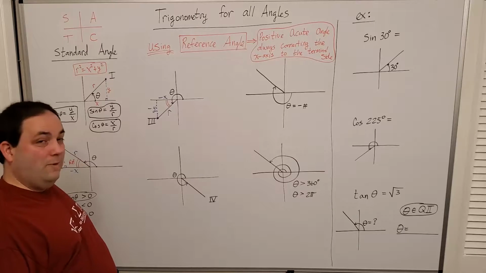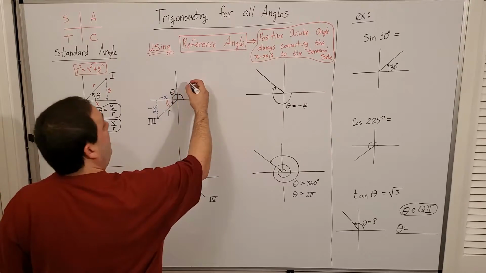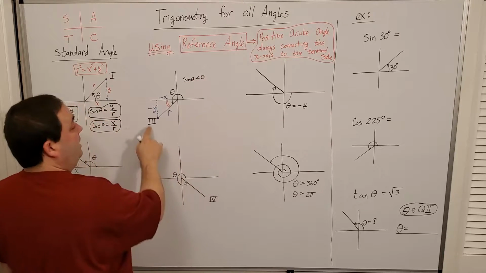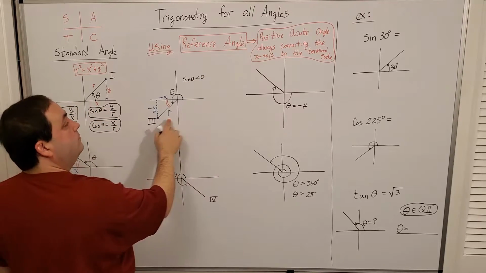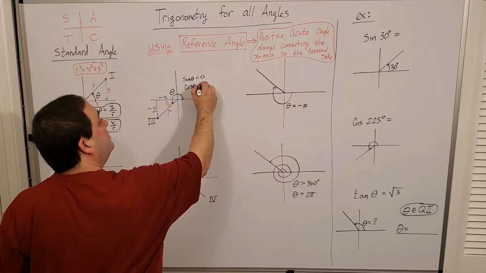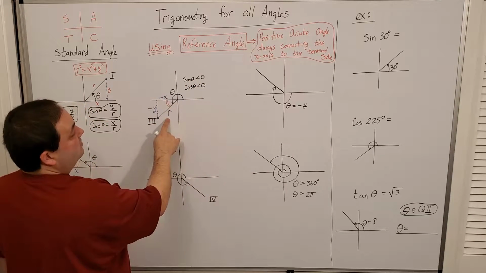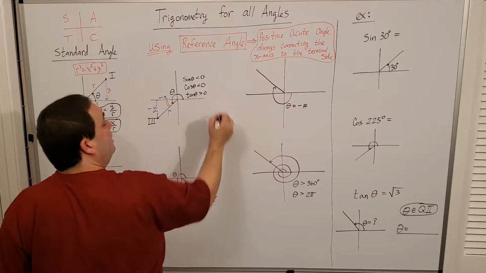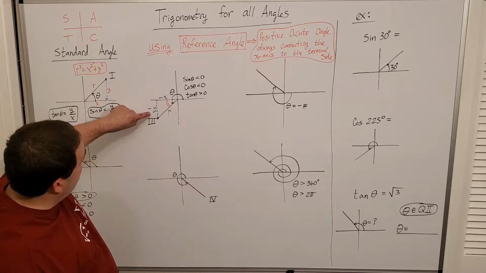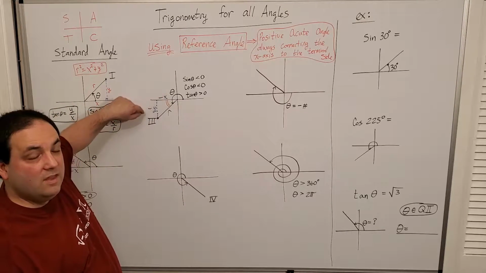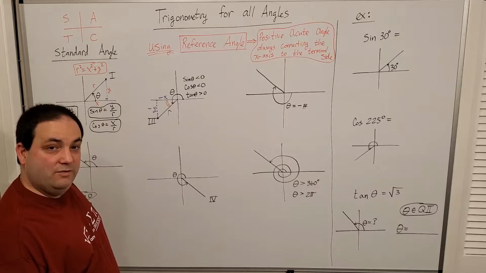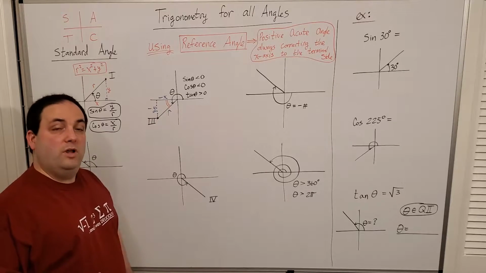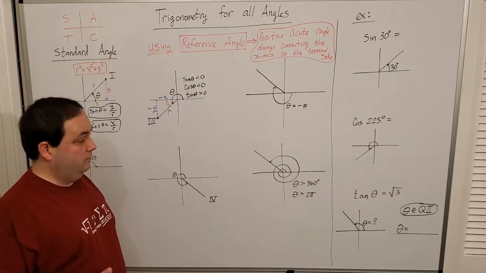So in quadrant 3, sine theta is negative because it'll be negative y over r. Cosine theta, still negative because it's negative x over r. But tangent theta is positive because you have negative y over negative x, and the negatives will reduce to a positive. So whenever you do tangent in quadrant 3, you'll end up with a positive value.